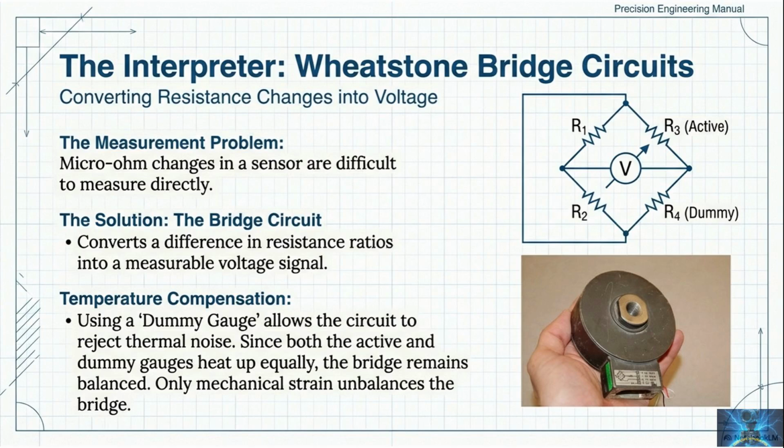The interpreter: Wheatstone bridge circuits. Micro-ohm resistance changes are hard to measure directly, so we translate them into a voltage using a bridge. And the dummy gauge concept is huge. It lets the bridge reject temperature effects, so the output is dominated by mechanical strain instead of thermal drift. This is sensor engineering in one sentence: convert a tiny physical effect into a robust electrical difference, and cancel what you don't want.